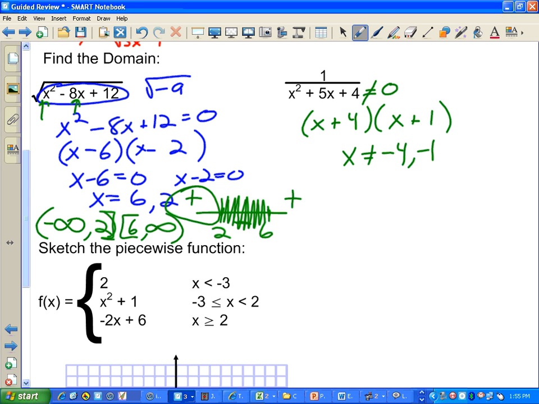Over here, I set it equal to 0 just to find the points, the boundaries of where it was going to stop being positive and start being negative. So I'm not looking for the zeros to be excluded. It's okay to have 0 in there. It's not okay to have 0 in here.